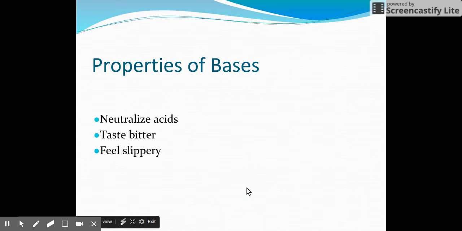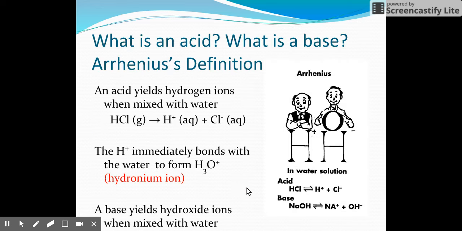Bases do the opposite. They neutralize acids. They taste bitter. And then you might have known in this class, if we've used sodium hydroxide and you get it on your finger and you rub your fingers together, it feels kind of slimy. That's because it's a base. We're going to go through two definitions of acids and bases today.